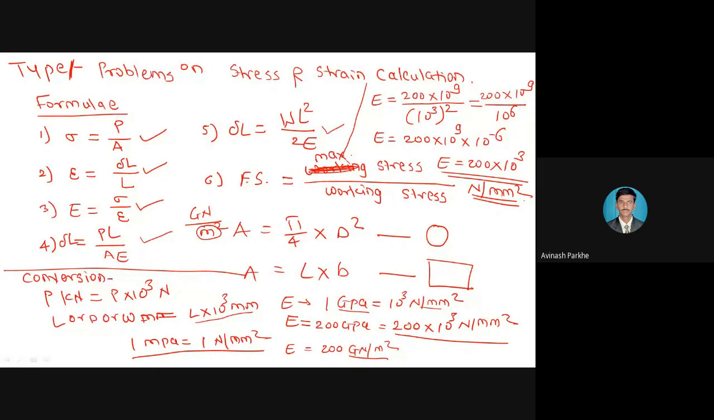Understood? Have you understood the list of the important formulas? Which are the important conversions? How will the E be converted into Newton per mm square? Everyone, is anybody having any problem? Please ask. Okay, so that is all related to the calculation part.